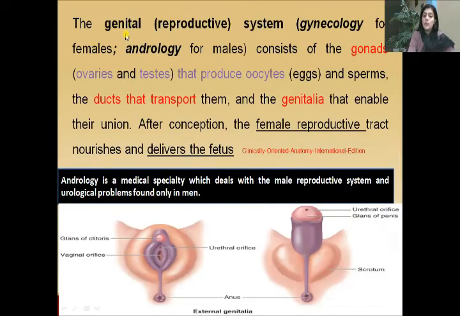The next system is the genital system or the reproductive system. In males and females, we have different reproductive systems. If you are studying the reproductive system in females, then this is gynecology. If you are studying the reproductive system in males, then it is andrology. In this system, you will study the gonads, that are the ovaries or the testes. You will study how eggs or oocytes are formed, the sperms, and the ducts that transport them. You will study the different organs and elements involved in the reproduction process.